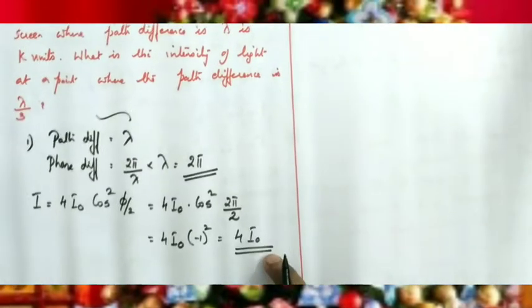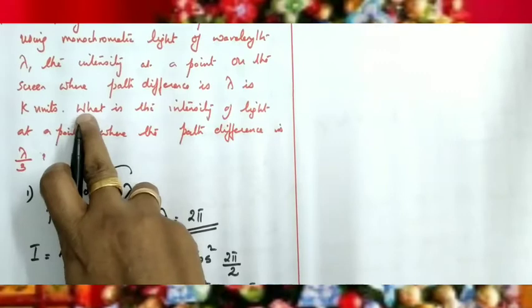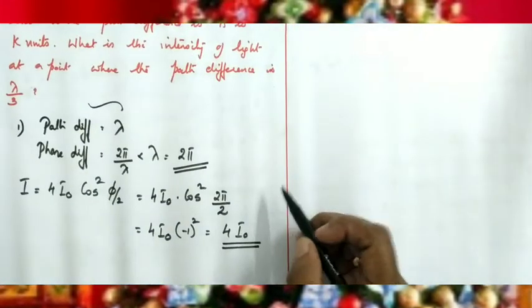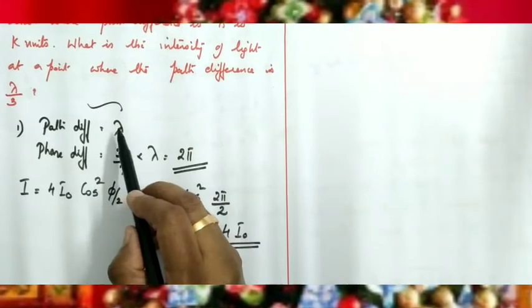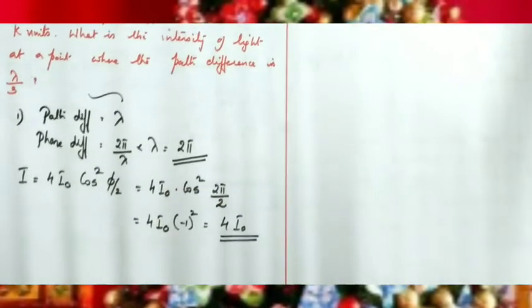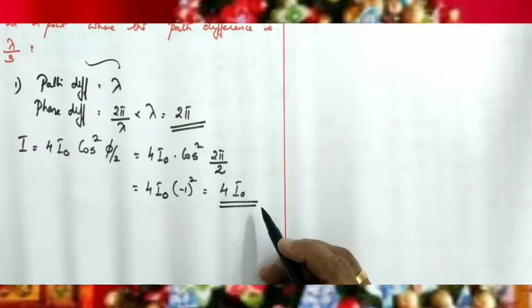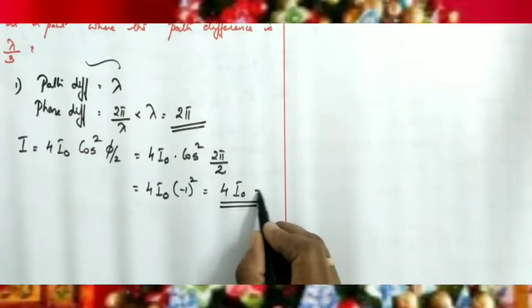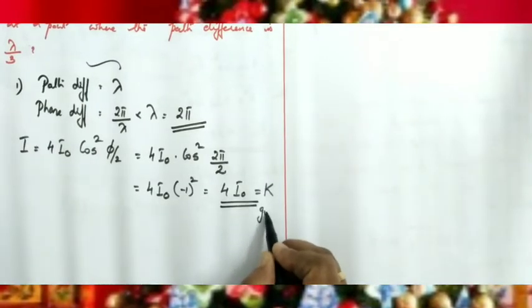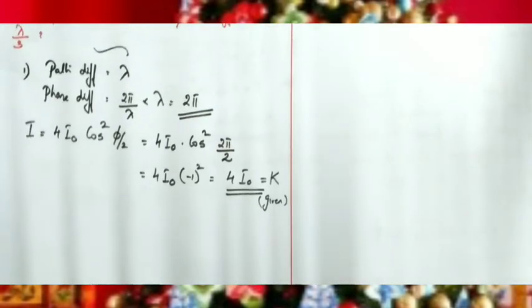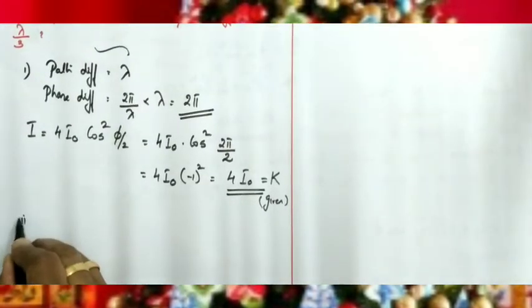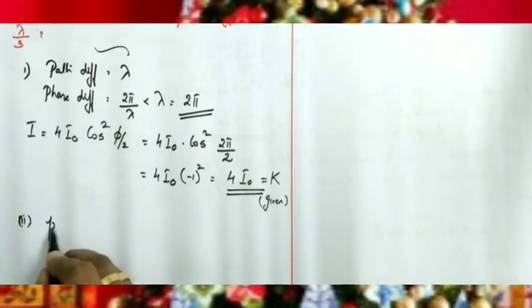Okay. So, this intensity is given by what? This intensity is given by k units. Okay. So, if phase difference is 2 pi, path difference is lambda, phase difference is 2 pi. Now, the intensity is given by k. Okay. So, 4I0 is equal to k, that is given. Okay, children.